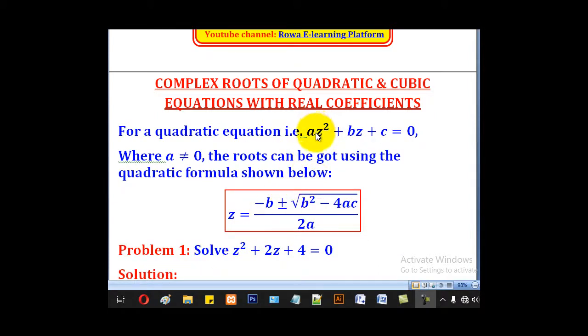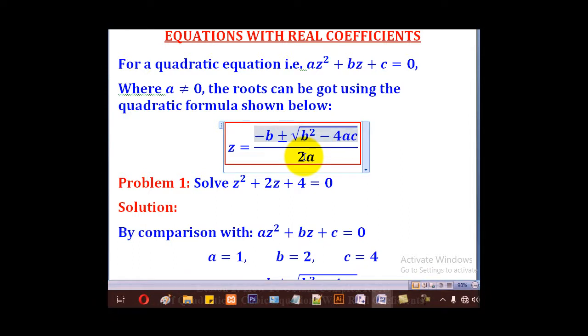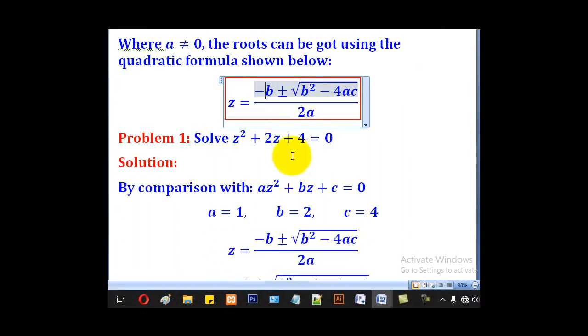Now if this quadratic equation az squared plus bz plus c equal to 0 has complex roots, those roots can be got using the quadratic formula z equal to negative b plus or minus square root of b squared minus 4ac. That will be the numerator, and the denominator will be 2a. So we shall use this formula to solve problem 1, and we want to solve z squared plus 2z plus 4 equal to 0.